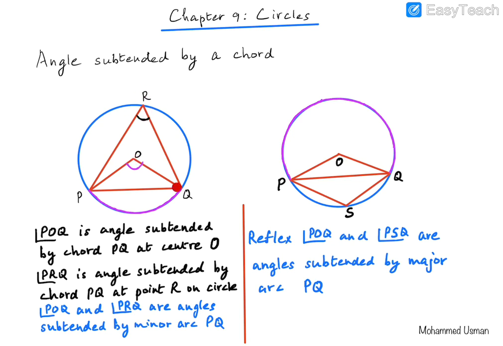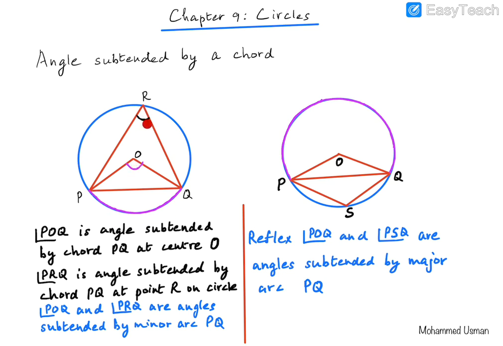So POQ is the angle subtended by the chord PQ, or we can also say that POQ is the angle subtended by the minor arc PQ at the center of the circle. Similarly, PRQ is the angle subtended by the chord PQ, or we can also say that PRQ is the angle subtended by the minor arc PQ at any point on the circle. It is called the minor arc because it is the smaller section of the arc compared to the other section, which is much bigger.